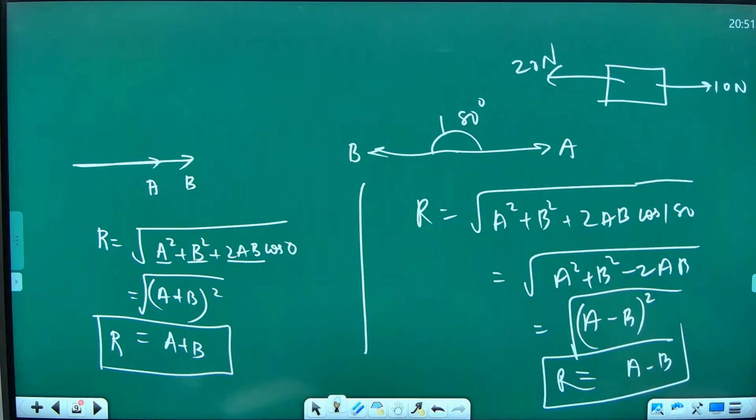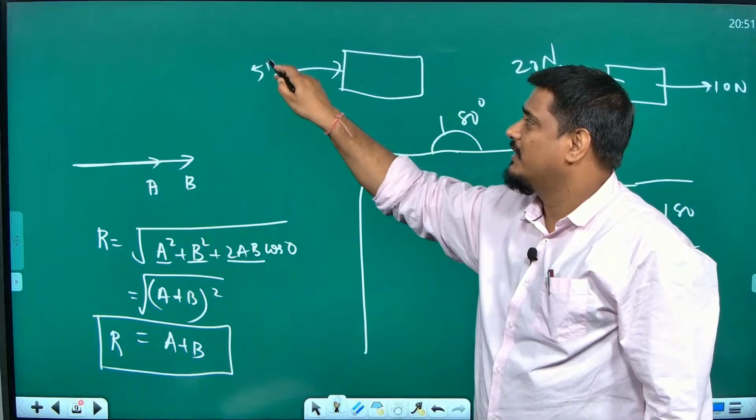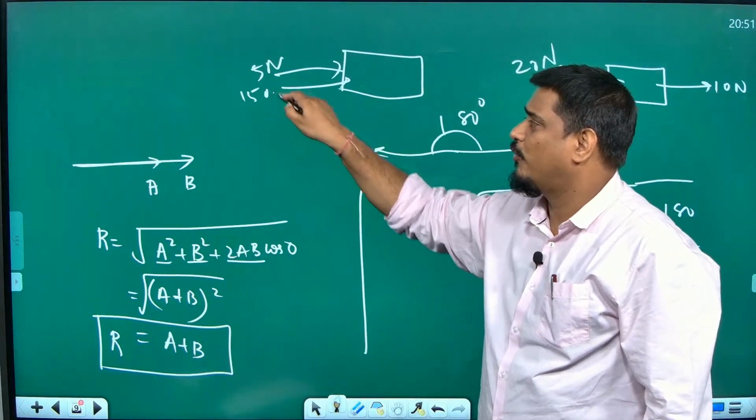Don't think they are not taught all these things, theta and all, because that time it was not required. But it is not violating the laws of vectors. You studied this in 9th standard, remember? There is an object, on this side force 5 Newton, the same side force 15 Newton. Total force how much? 20 Newton.